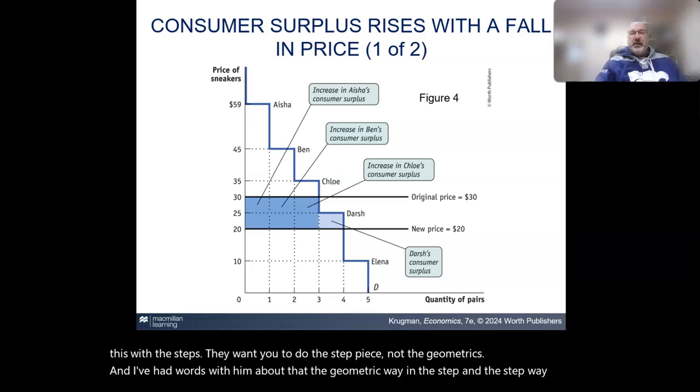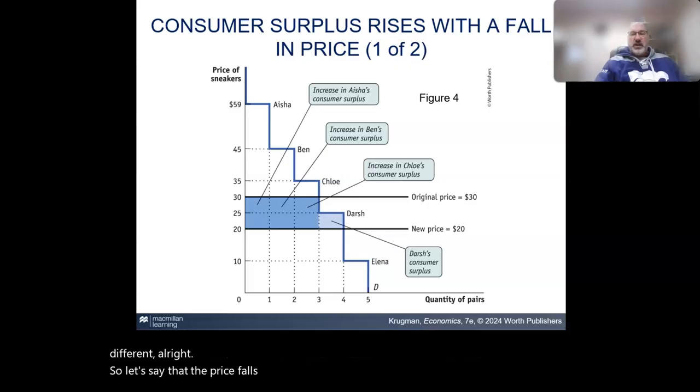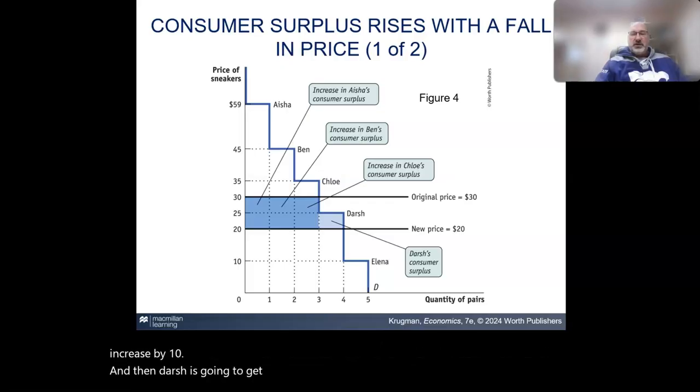All right. So let's say that the price falls, and now the price is $20. Well, Darsh is now in the market. Aisha, Ben, and Chloe now get increased consumer surpluses. Their surpluses are all going to increase by 10. And then Darsh is going to get a consumer surplus of 5. So that is the way that works.